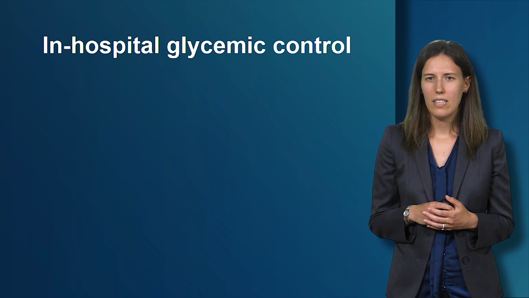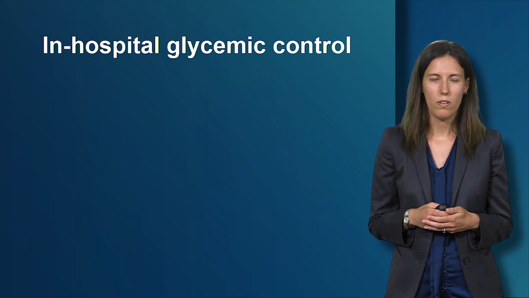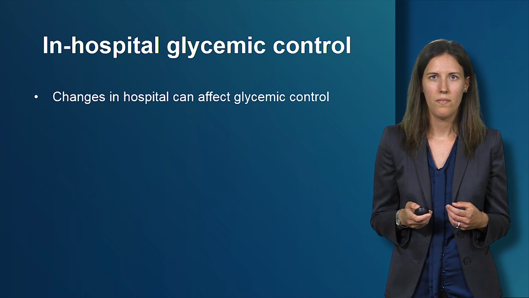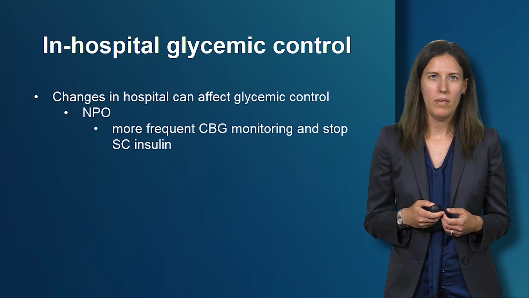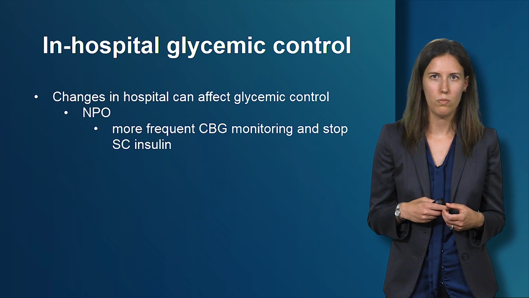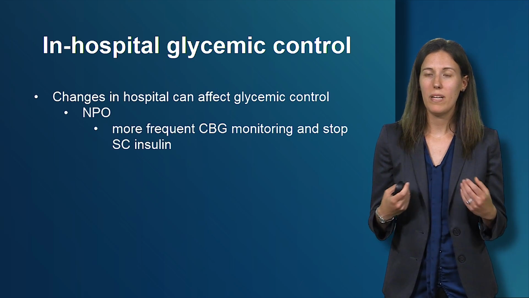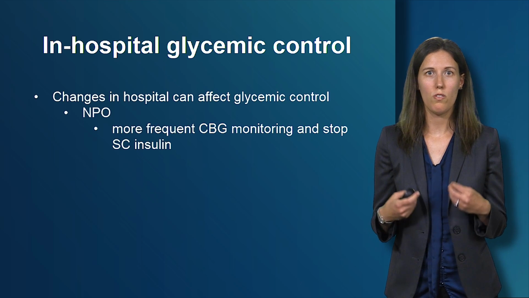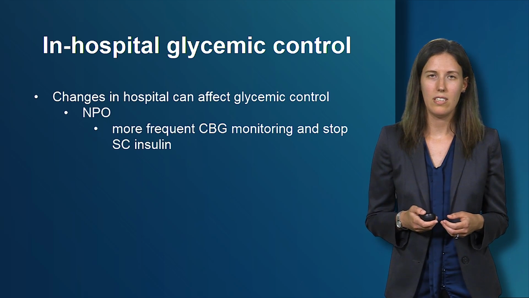We know that there are a lot of things that happen for patients in hospital that can affect their blood sugars. This can include being made NPO. When a patient is NPO, more frequent capillary blood glucose monitoring is recommended. And for patients with gestational diabetes, when they're not eating, their sub-Q insulin is stopped.